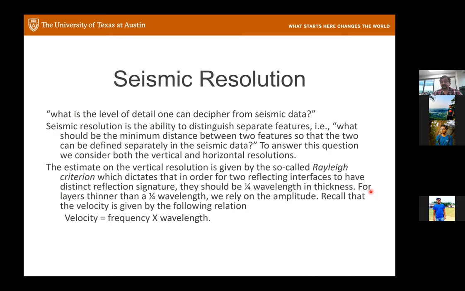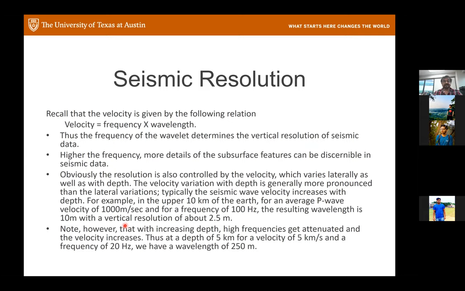One quick thing I wanted to go over is seismic resolution. This refers to the level of detail one can decipher from seismic data. From your basic physics, you know that the velocity is given by frequency times wavelength. And typically, we say that we can resolve features that are thicker than 1/4 of a wavelength. How do you compute the wavelength? It's velocity divided by frequency. So there are two factors that come into play. One is the velocity in the subsurface, another is the frequency of the source. And using those, you can calculate the resolution.